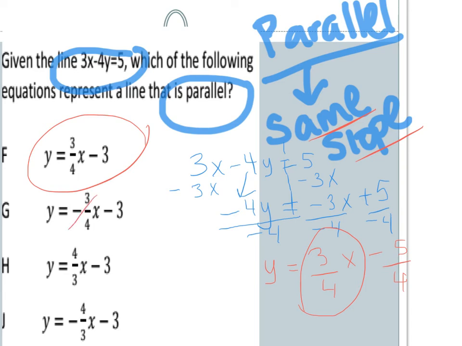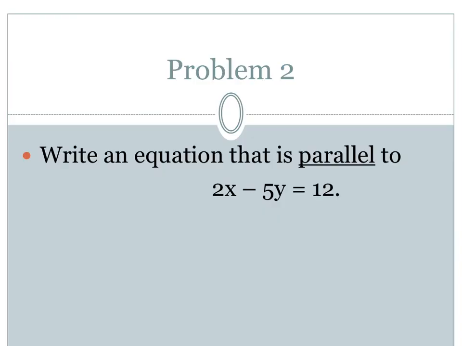This one is negative, and this one has a 4 on the top, and same with D. Okay, so let's do it again. We need to write an equation that's also parallel to this. So press pause and try this on your own, and then check your answers with me. So you should have tried this on your own, and now I'm going to do it, so check your work.